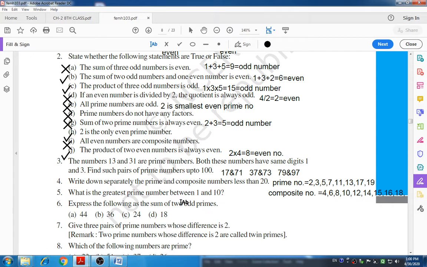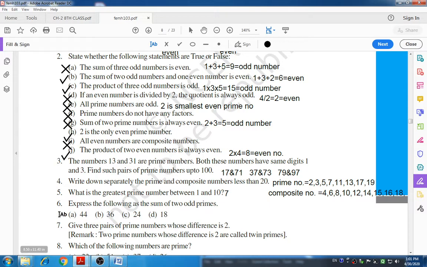What is the greatest prime number between 1 to 10? Okay, 1 is neither prime nor composite. 2, 3, 5, 7 are the prime numbers between 1 to 10, and the greatest prime number between them is 7.